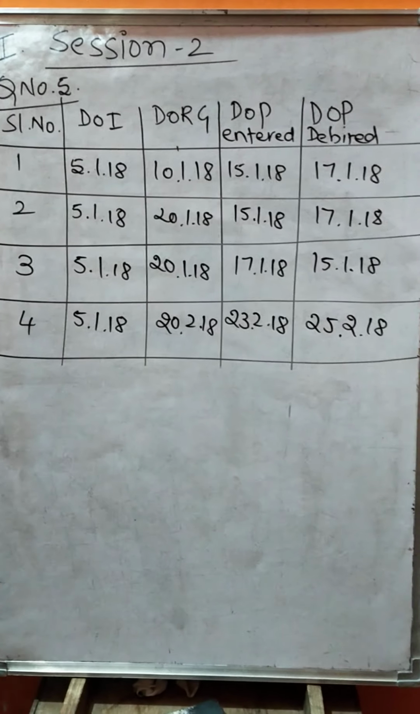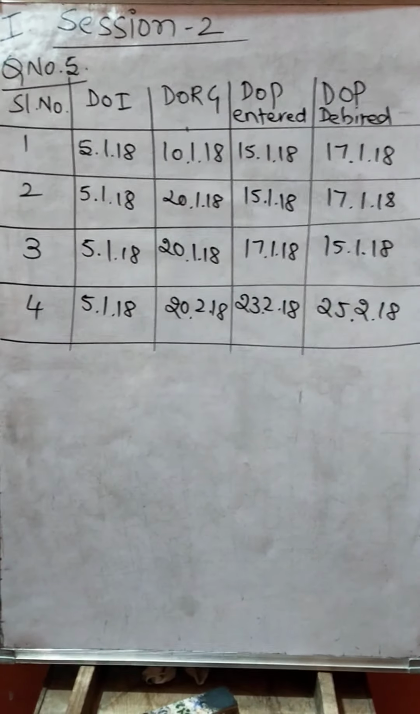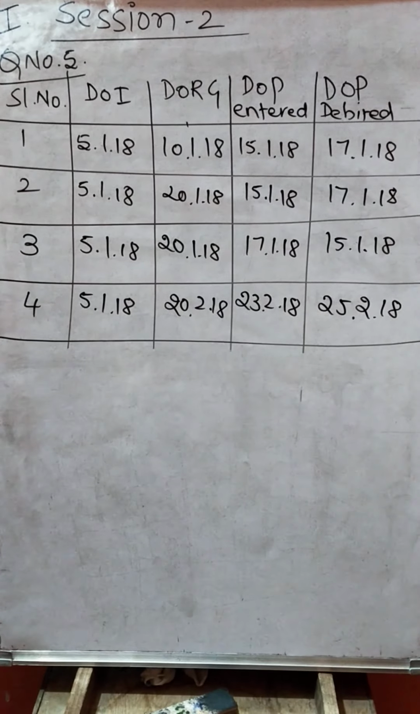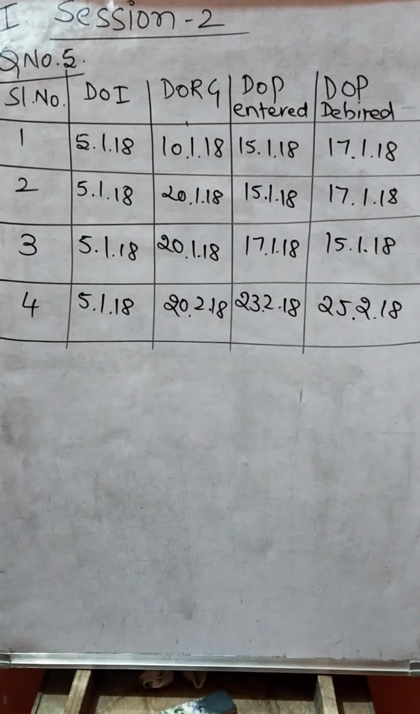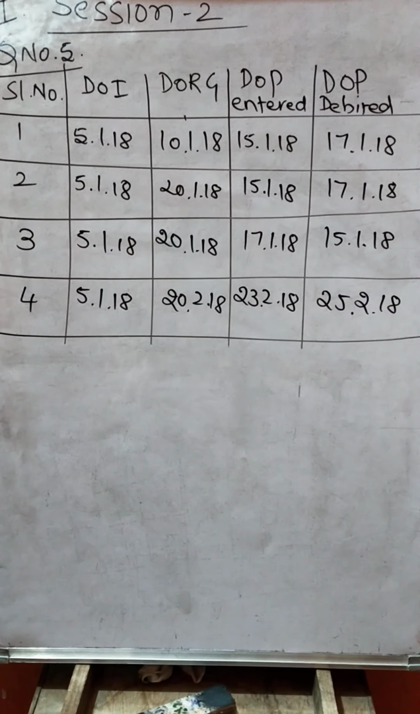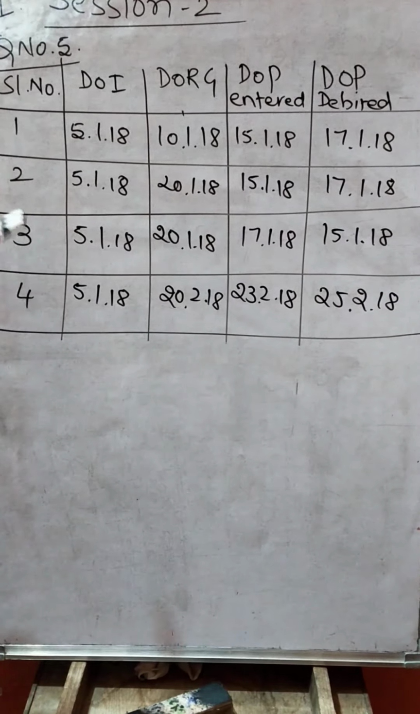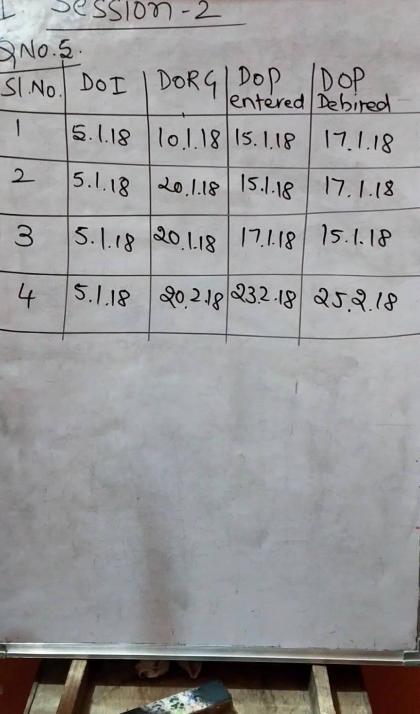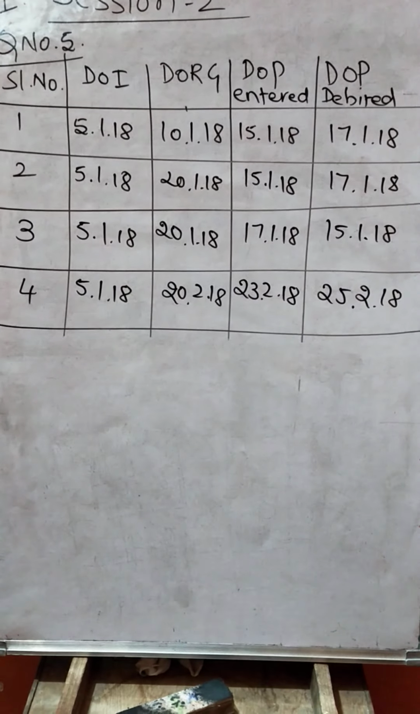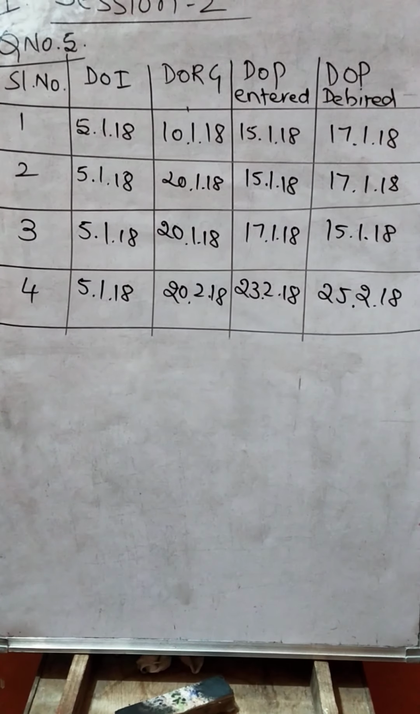Look at question number 5, which is on the basis of reverse charge. As you know, there are 4 conditions: date of receipt of goods, date of payment entered in the books, date of payment debited from the bank account, and date of invoice plus 30 days. So you need to count 30 days from there. In case number 1, 4 dates are available: 5th January, 10th January, 15th January, 17th January. Among the 4 dates, which date are you going to take into consideration?